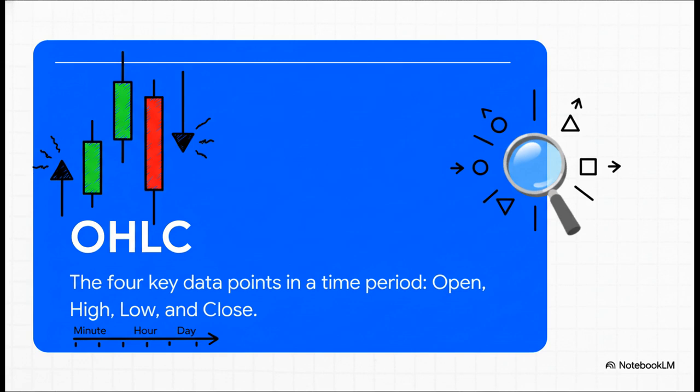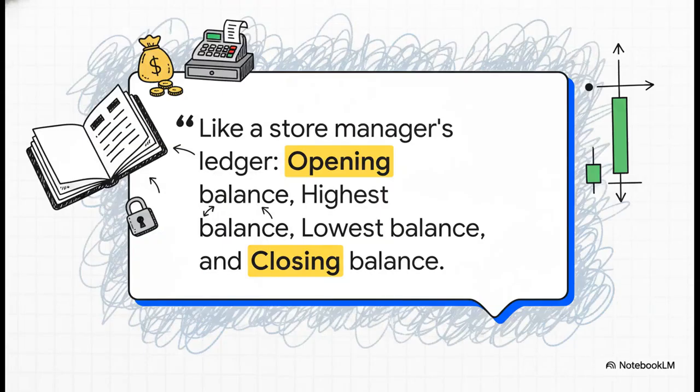Just remember OHLC. You know, a really good way to think about it is like a daily ledger for a shop. At the start of the day, you've got your opening balance. Sometime during the day, your balance hits its highest point and its lowest point. And then at the end of the day, you've got a closing balance. That's literally all a candle is showing you.